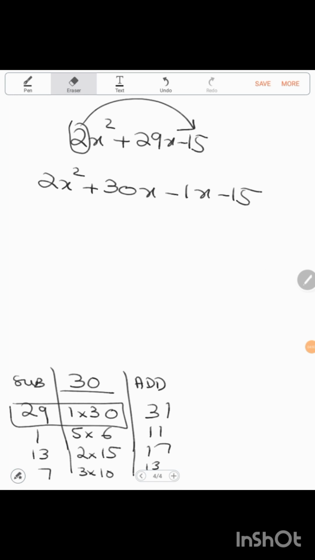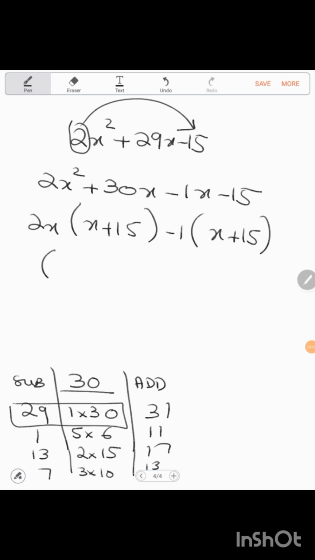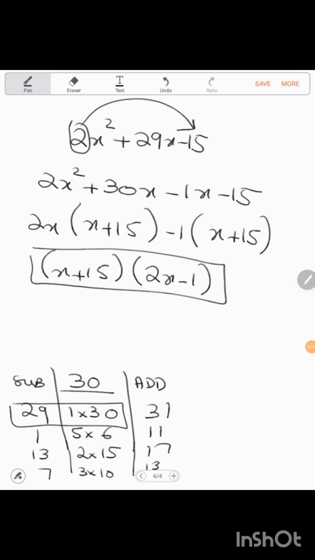This thing you need to make sure. Now the common will be 2x. You are left with x plus 15 inside the bracket, and over here plus 1, oh sorry, minus 1, and in the bracket you are left with x plus 15. So x plus 15 and 2x minus 1 will be your factors. Okay, so I hope you're getting it and you have got the concept of middle term break.